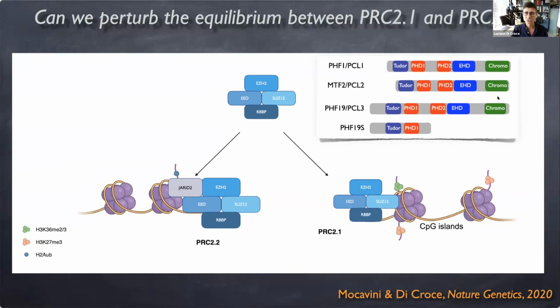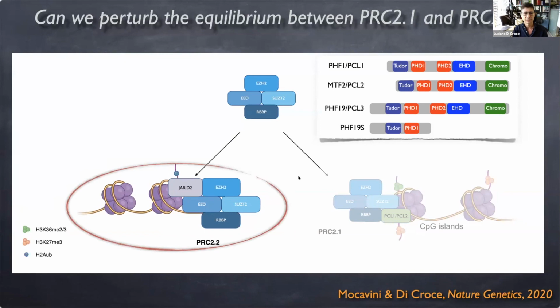Would this lead to the other two family members surrogating for the lack of PCL3? So PCL1 and PCL2, would they supplement for the function of PCL3? Or maybe this whole complex becomes destabilized and the other complex becomes the major complex within the cells.